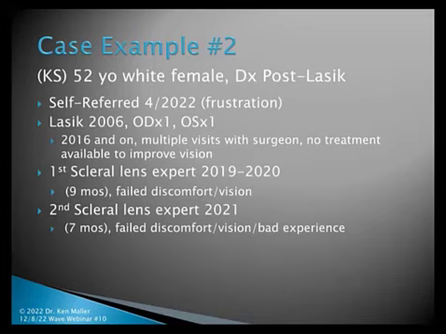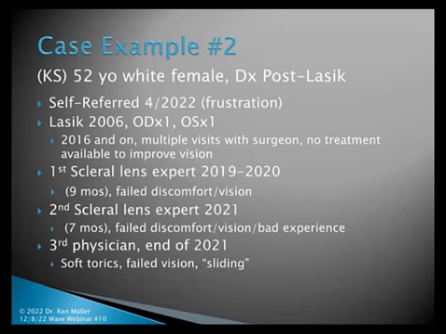And on top of that, she didn't have a very good experience there with the doctor. We'll leave that to bedside manner, that they just didn't really get along with the patient. She still can't see, so at the end of '21, she went to a third physician. They fit her into soft torics and failed because the lens was sliding all over her eyes. So she really couldn't see very well at all. And in April '22, she decided to continue, and she was able to find a way in to see me.